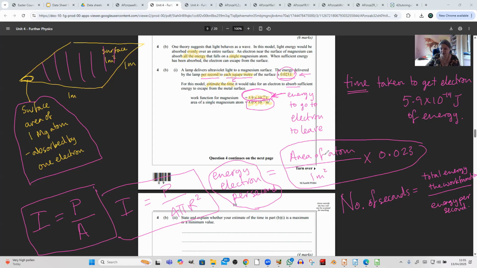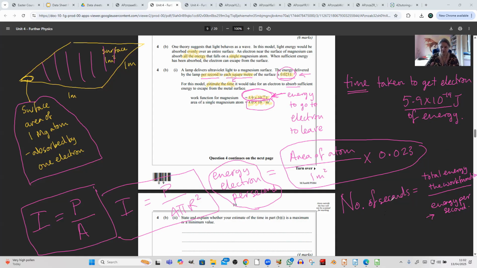So it's the area of my atom multiplied by the 0.023. That goes in there. And then the energy for the work function is this. And that will give us the number of seconds. Isn't it horrible? It's really horrible. Right.